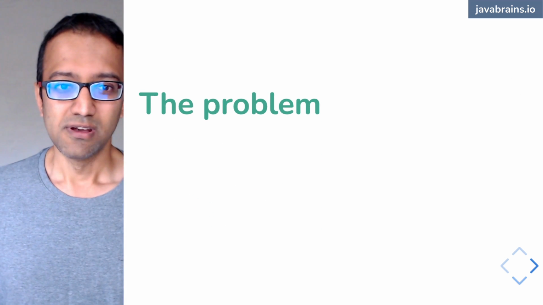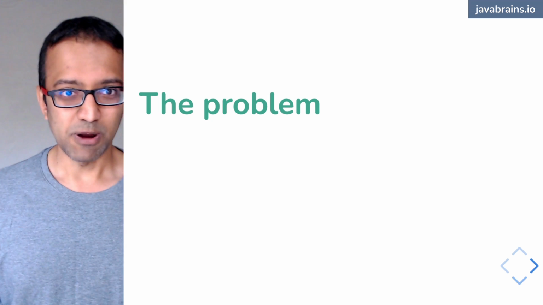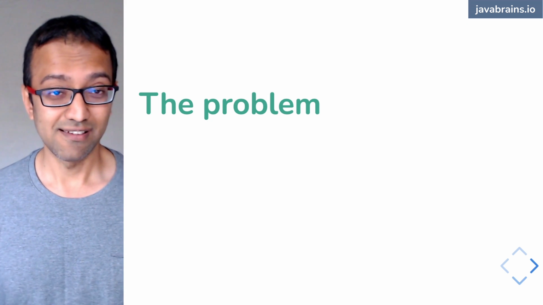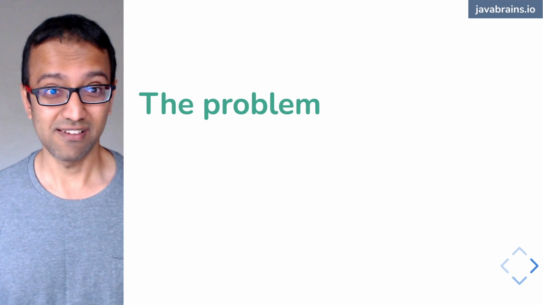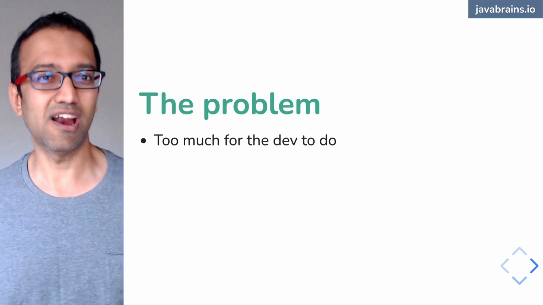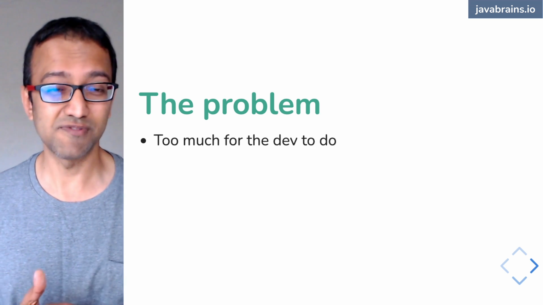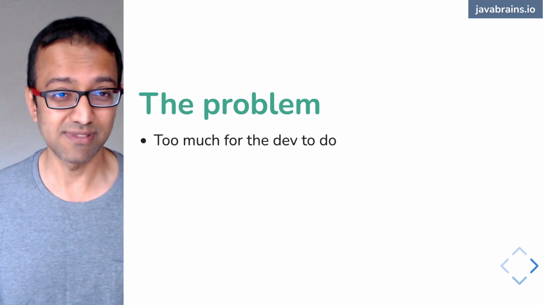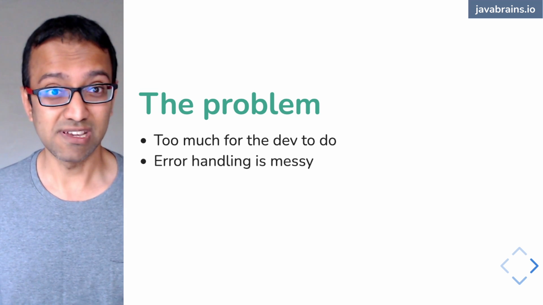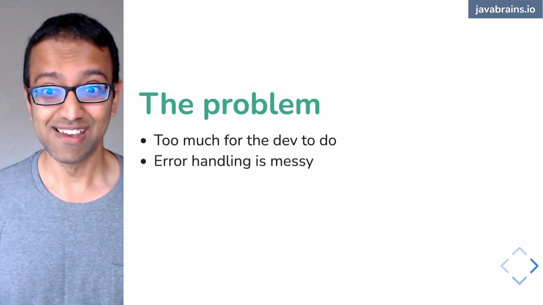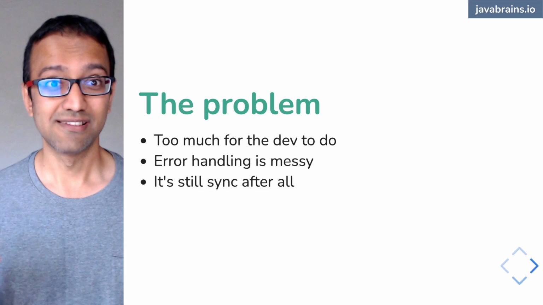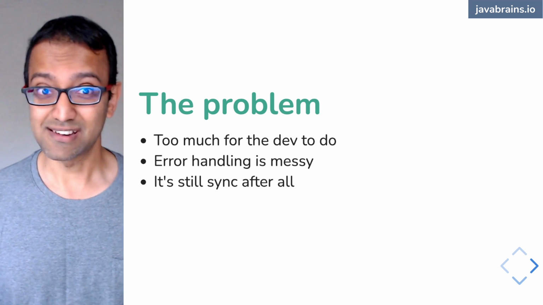So in addition to all this, we did a whole lot, right? But we didn't get the benefit of it. We got a little bit of the benefit. There's too much for the developers to do, right? There's a lot. You have to deal with all these completable futures. You have to handle all these things. And the code is messy. Error handling is messy. I haven't done error handling there. We've got to do that, which is again messy. And then in spite of all that, it is still synchronous, right? It's still synchronous after all.